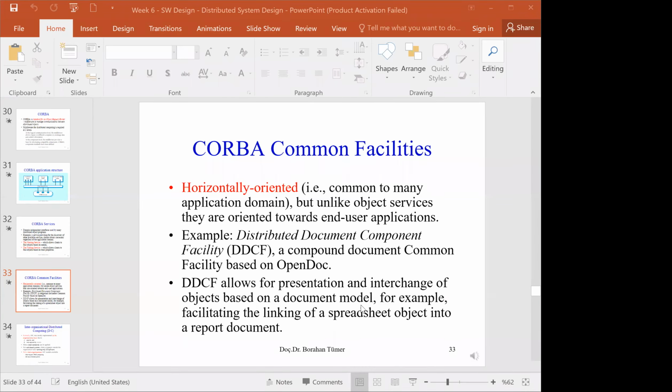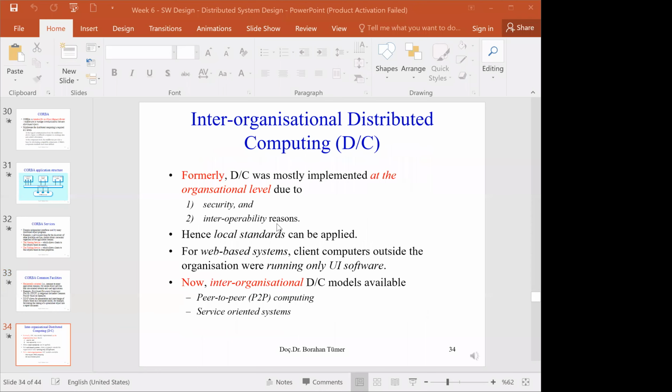What else can I say about this slide? Okay, I guess this is good enough for this slide.